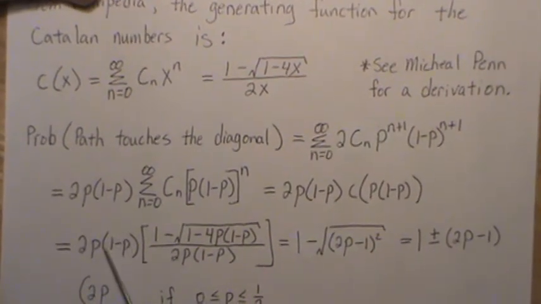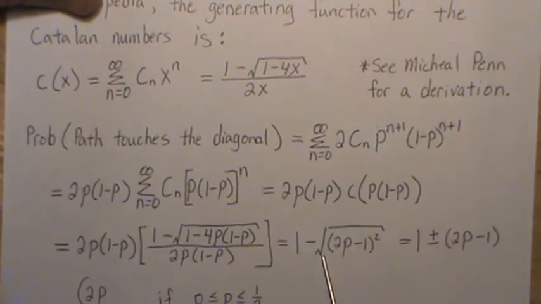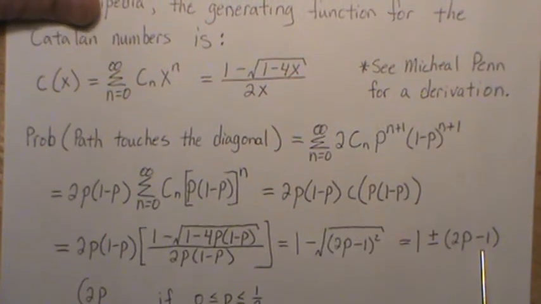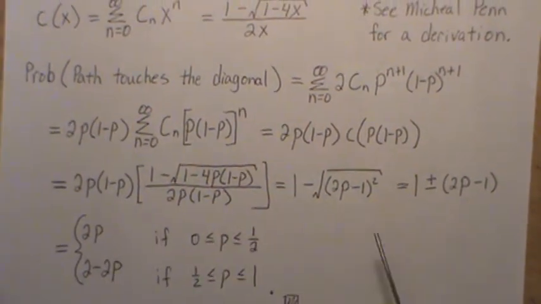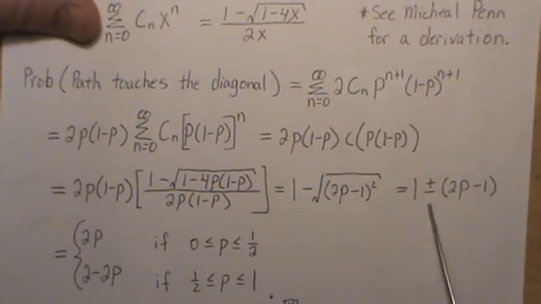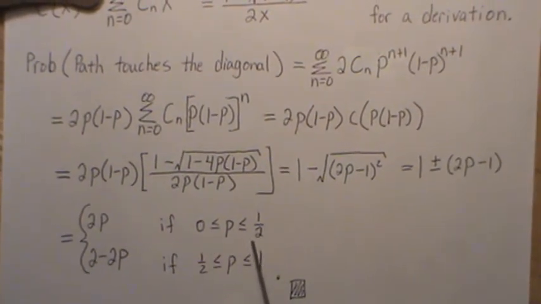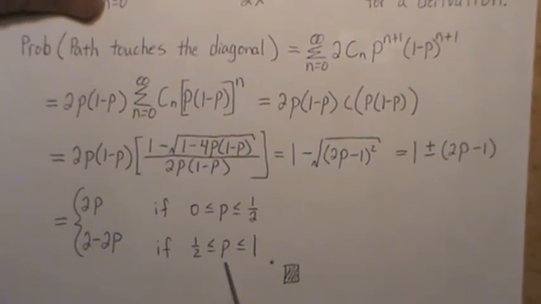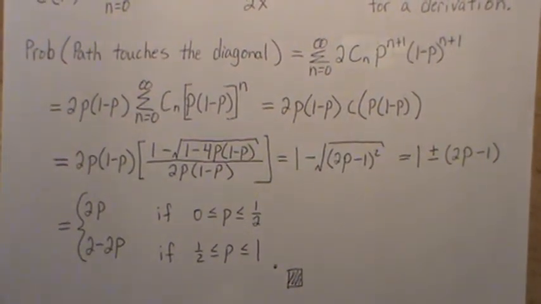Then the 2p(1 minus p) cancels here, and we're left with this. But this polynomial here can be written as a square. Now the square root of a square comes out, and don't forget the plus or minus. Now, you remember we're looking at probability, so probability has to be between 0 and 1. So the only way this works is if p is between 0 and 1/2, then this is the answer. And if p is between 1/2 and 1, then this is the answer. And that's the probabilities of ever touching the grid.